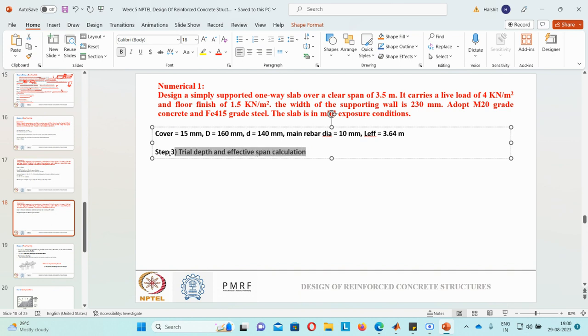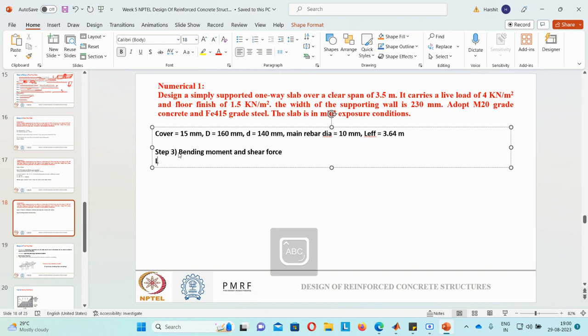So step 3 is to calculate the bending moment and shear force. For that we need to first know the load, the total load. So load on the slab. How will we define the load on the slab? So we have three cases.